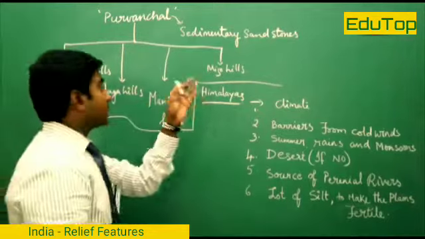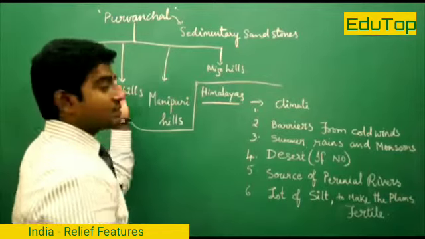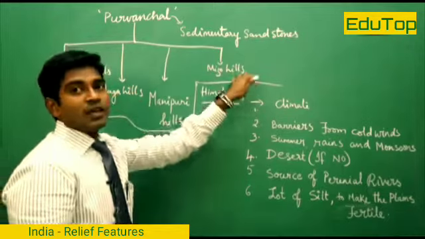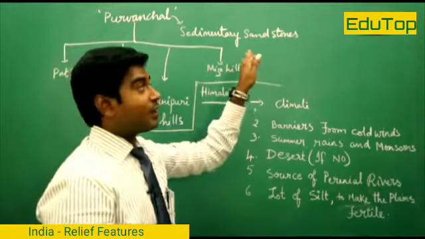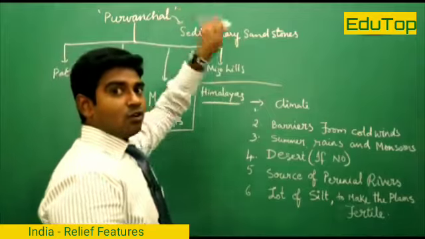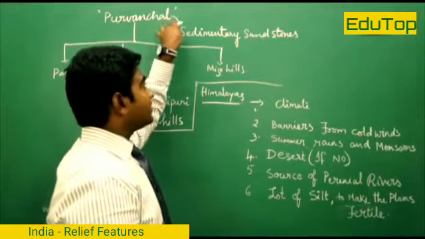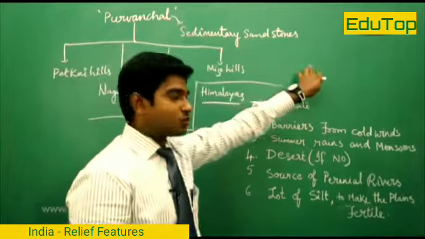regions. Like see here, the Patkai Hills, the Naga Hills, the Manipuri Hills and the Mizo Hills. According to the regions, local names were allotted to the Purvanchal range. The overall name which covers the Shivalik range is the Purvanchal range. It consists of sedimentary sandstones.